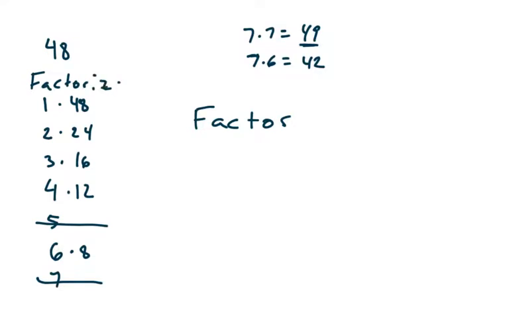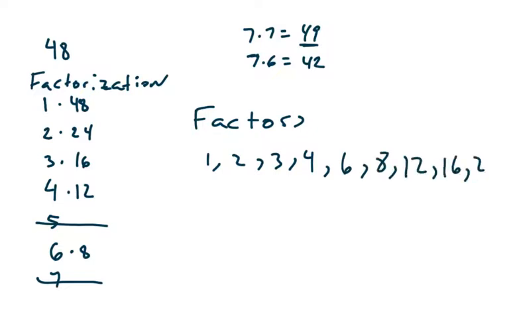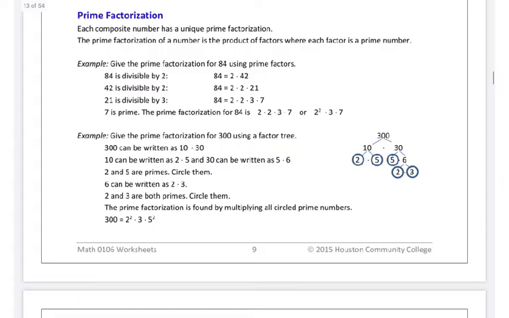These are factorizations of 48. But the factors are 1, 2, 3, 4, 6, 8, 12, 16, 24, and 48. Fantastic. Okay, let's go back here.